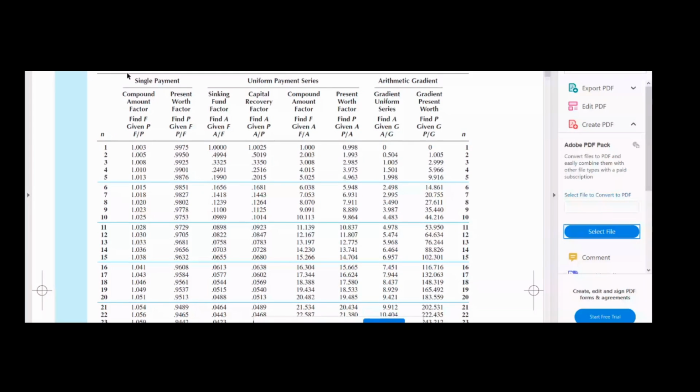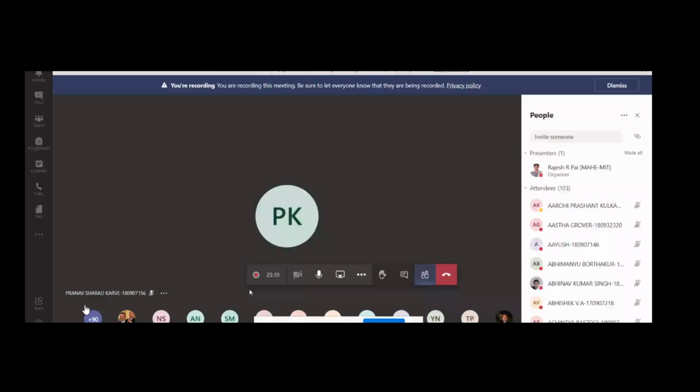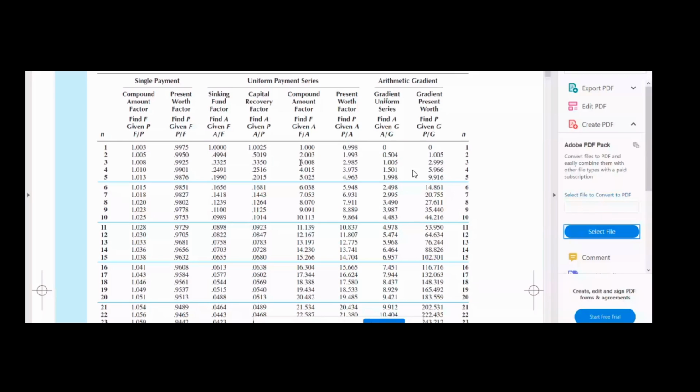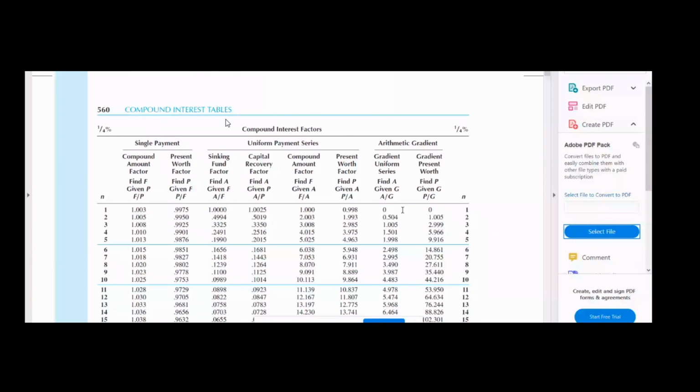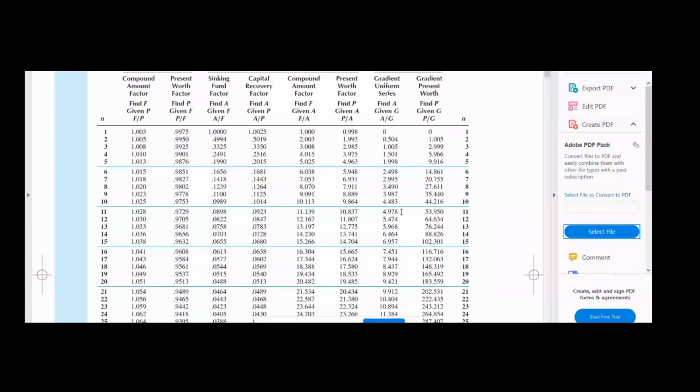Hello. Hello, students. Can you hear me? Yes, sir. Yes, fine. So, can you see the screen? Whether you can see the compound interest table? Yes, sir. Okay. So this is a compound interest table.